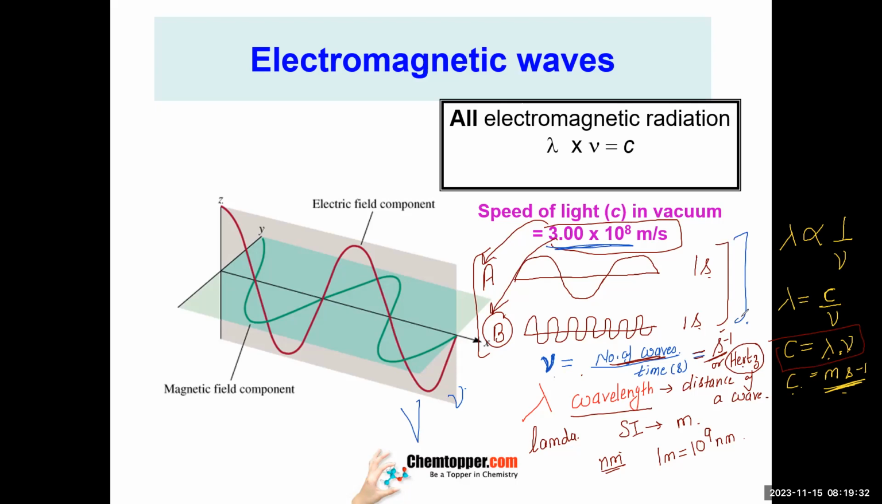So this is one of the multiple choice questions, Lisa. We are okay with this? That the speed of light is constant. Wavelength can be changing, frequency can be changing according to the wavelength, but speed will remain constant. Okay.